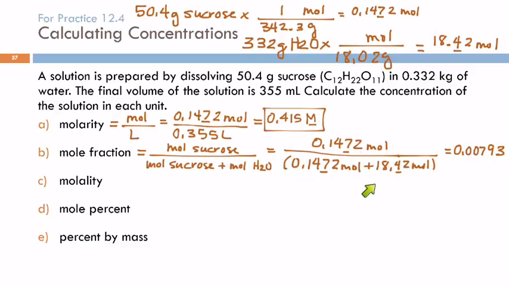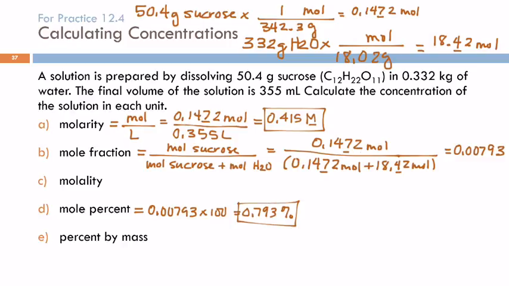When I add these two together, I'm going to get 18.5 something, and the uncertainty is going to be in the first decimal place. It's still going to have 3 significant figures, and this one's 3, so that one's 3. What would be the easiest one to do next? Mole percent, right? Mole percent is the mole fraction times 100. So 0.00793 times 100, 0.793%.